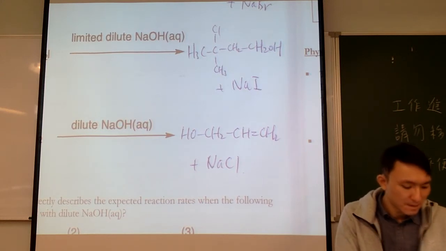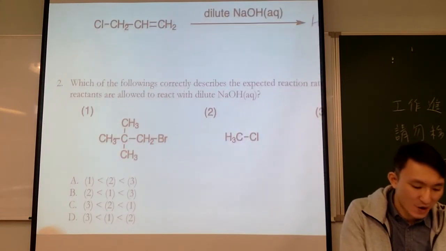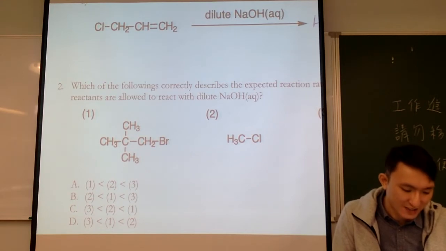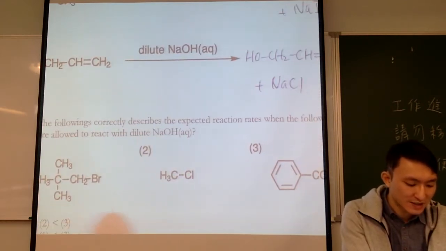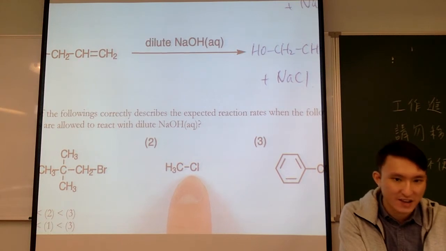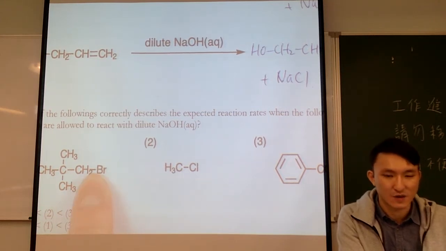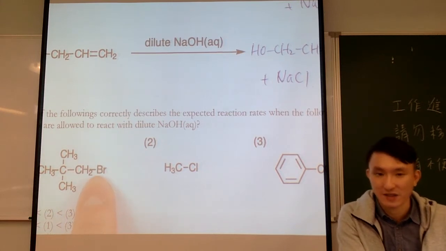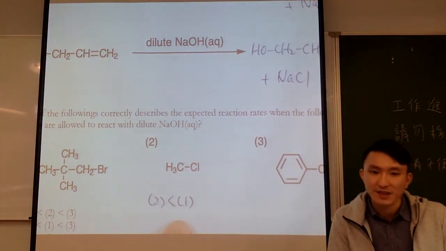Okay, now question two here. Now this is a tricky question. Question two. Now, which of the following correctly describes the expected reaction rate when the following reactants are allowed to react with sodium hydroxide? So now the first one is a bromoalkane, and here is a chloroalkane. Right, so the C-Br bond should be weaker than the C-Cl bond, and therefore this one should be broken easier, and therefore a faster reaction. So we should know two should be slower than one.